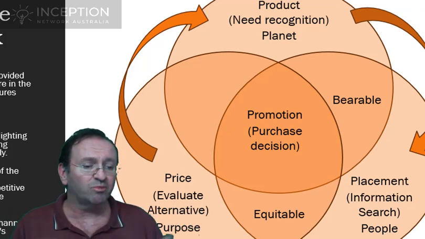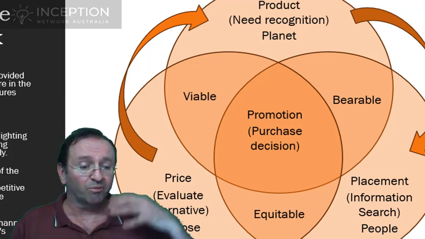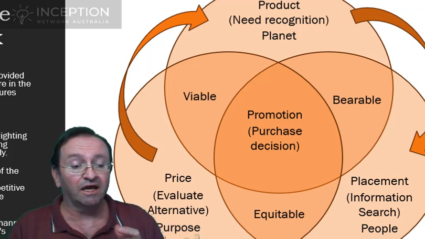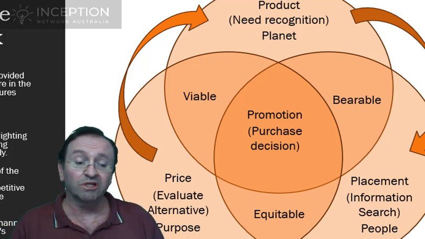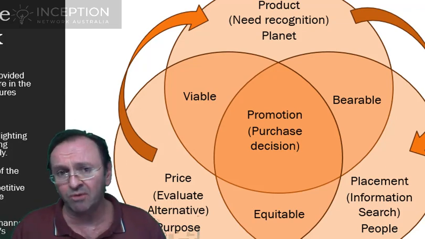Okay, so what's a viable business? Well, a viable business is a business that looks after the planet. You've got products that don't harm the environment, and it's at a price that people are willing to pay for, or more so willing to pay extra for. So that's the purpose of your business. So that's a viable business.